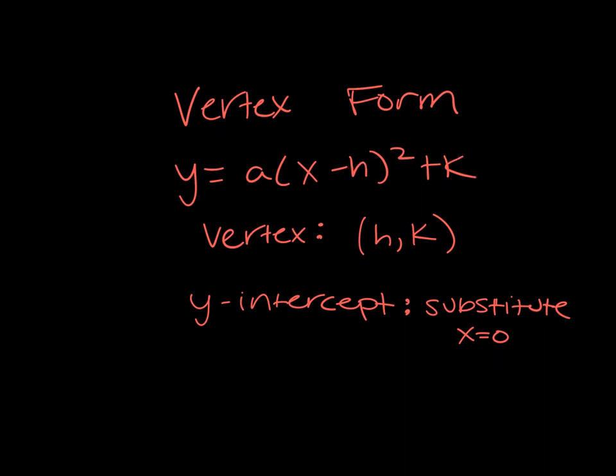And then our y-intercept is no longer as easy to see. And so in order to find our y-intercept, we're going to have to take 0 and substitute it in for x, and then simplify.